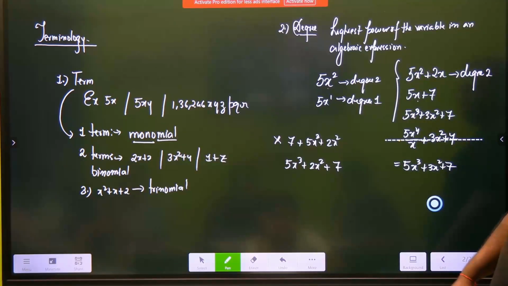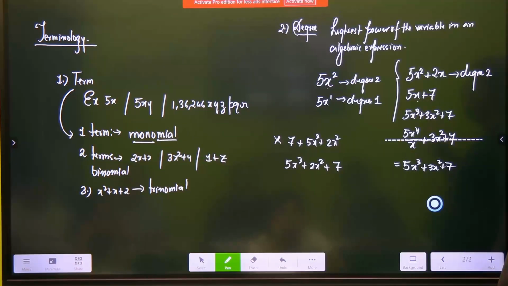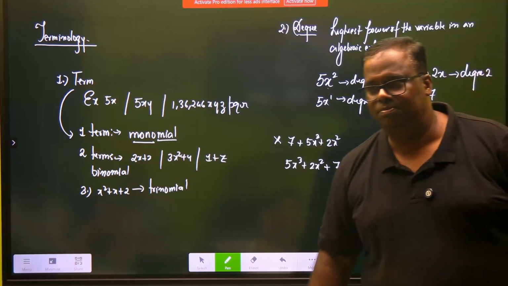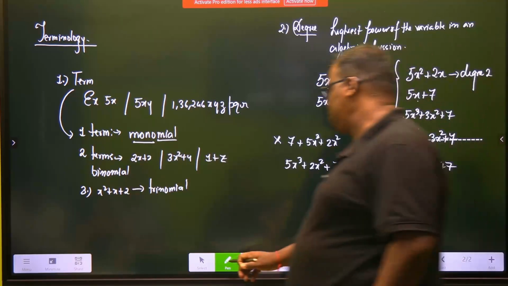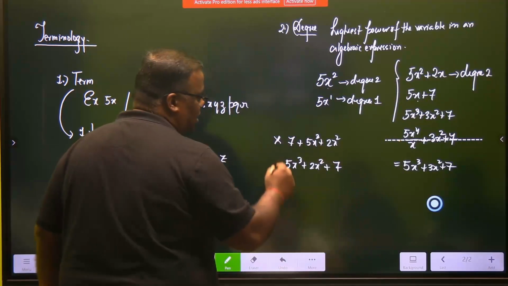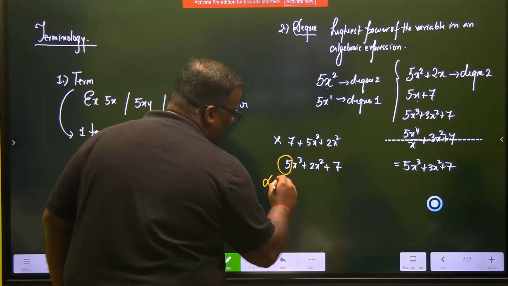The 3 wala term is the first term. And what is the term? 5x cube. What is the coefficient? 5, plus 5 to be very precise. So this plus 5 also has some special name. ये है घर का बड़ी बहू, leading coefficient.